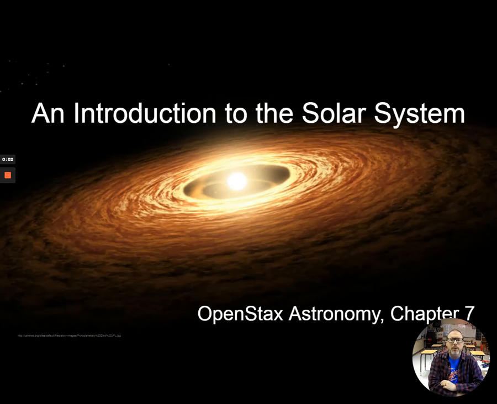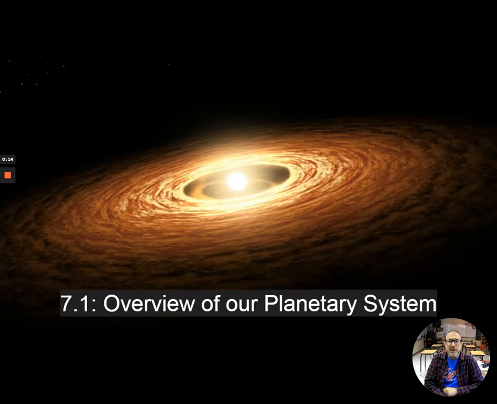Hi, I'm going to talk a little bit about Chapter 7 in the OpenStax Astronomy book, which is an introduction to the solar system, and hit on some of the major points that are covered in there. It starts off with section 7.1, which is just an overview of our planetary system. I'm not going to read you the slides, because that's the most annoying thing, when somebody just reads to you from a PowerPoint presentation.